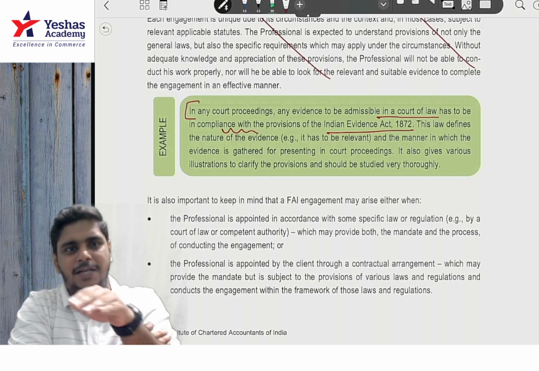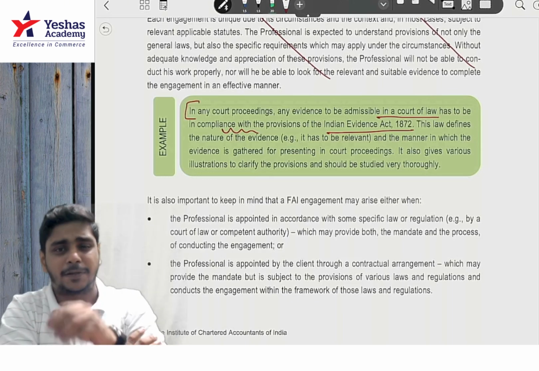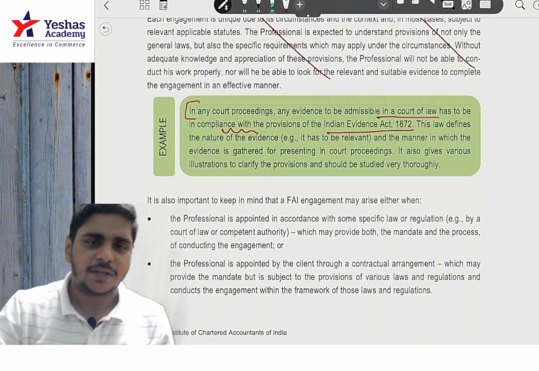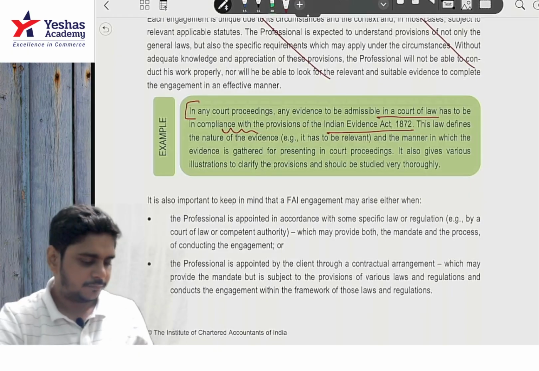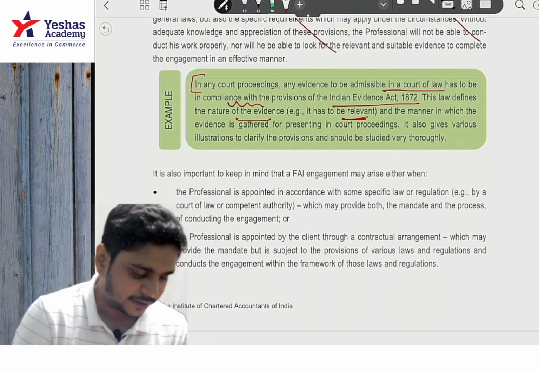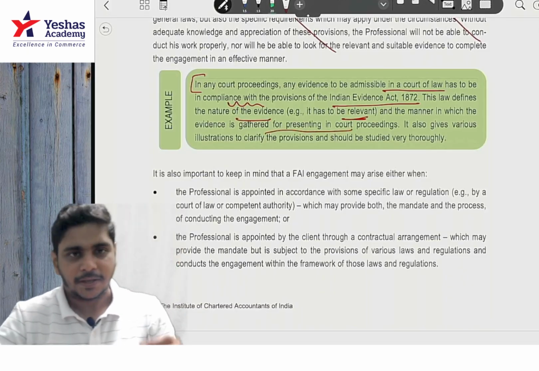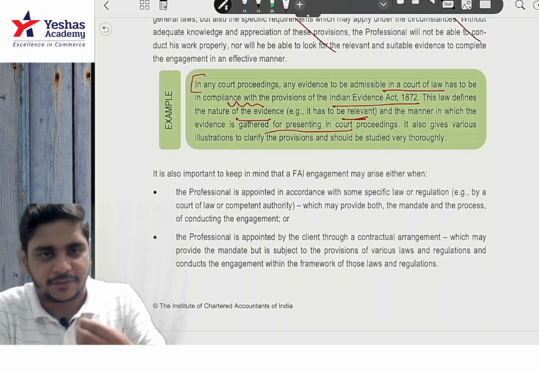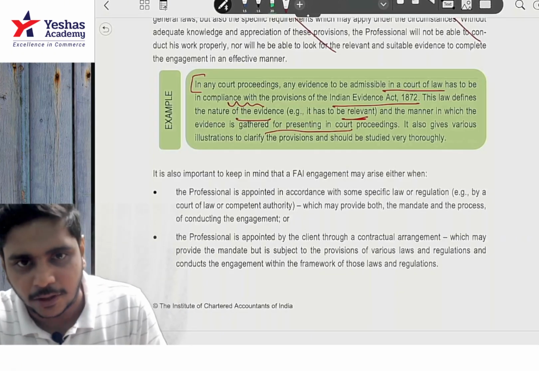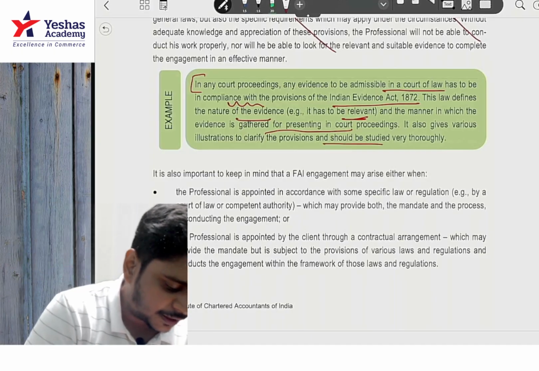It will be admissible as per the Indian Evidence Act. It should not be admissible as per so-and-so Act. It should be admissible as per the Indian Transfer of Property Act. Any other act they can mention. So you have to check the Indian Evidence Act 1872. This law defines the nature of evidence, that is, it has to be relevant, and the manner in which the evidence is gathered for presenting in the court. Basically, the nature of the evidence, whether it's relevant or not, and whether it will be presentable in the court or not. It also gives various illustrations to clarify; the provisions should be studied very thoroughly.